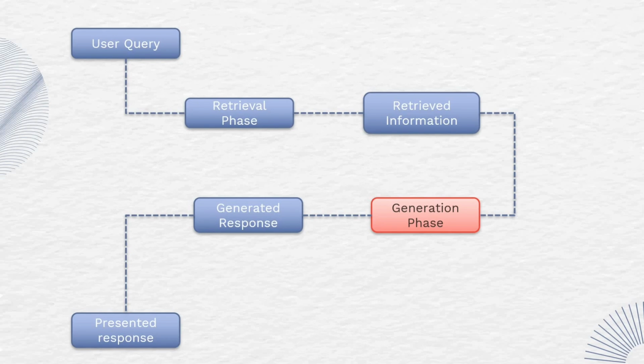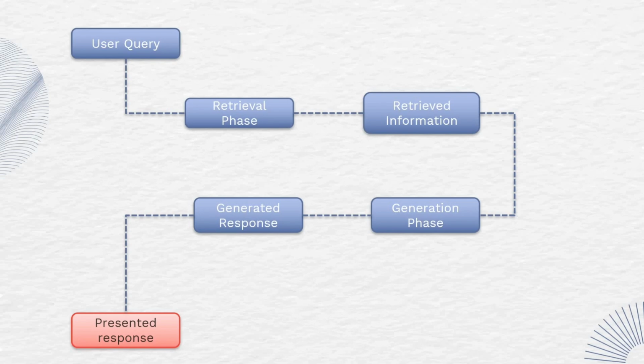After this phase, when the response has been created, we move to the next step, that is the generated response. And here the system generates a coherent response based on the retrieved information and presents it to the user. And the last step is the presented response itself. The generated response is presented to the user, providing them with accurate and contextually informed information based on their initial query. So this is an overview of the RAG mechanisms, how RAG works.